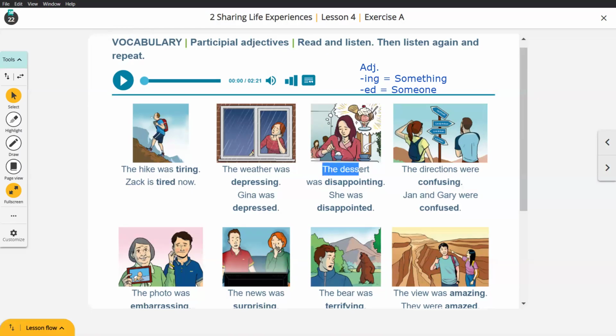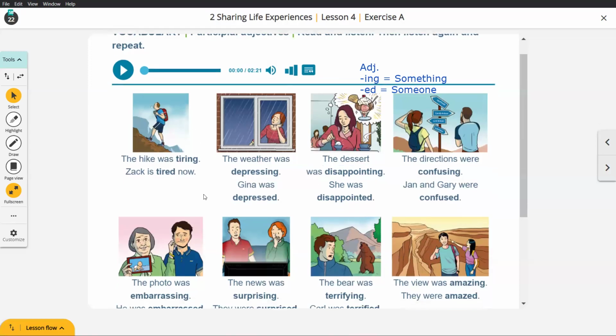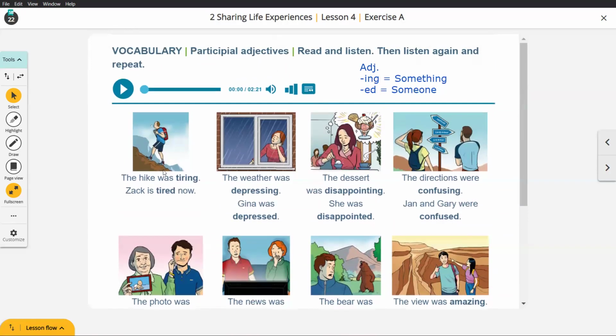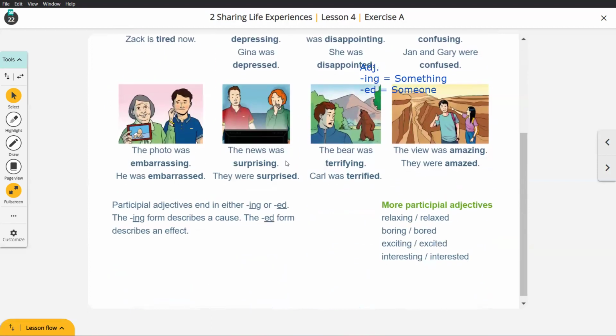So, what does it mean here? When we say the dessert was disappointing, we are referring to the thing, the object. And when we say she was disappointed, the woman was disappointed. So we use all of this vocabulary to talk about something. And this is not only with these adjectives; it happens with all the adjectives we have. What is this? Participle adjectives, either -ing or -ed.